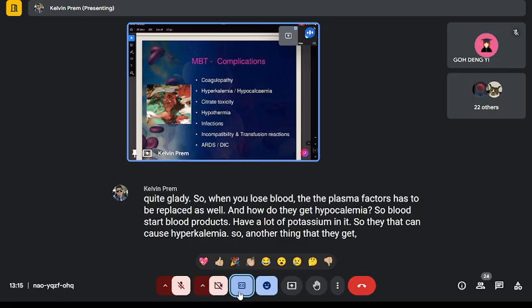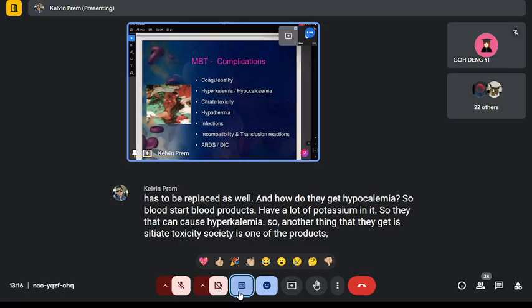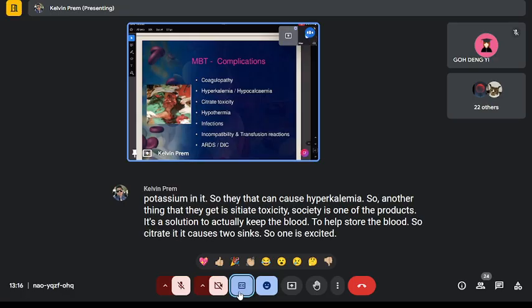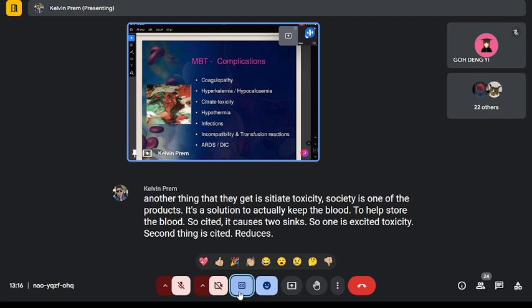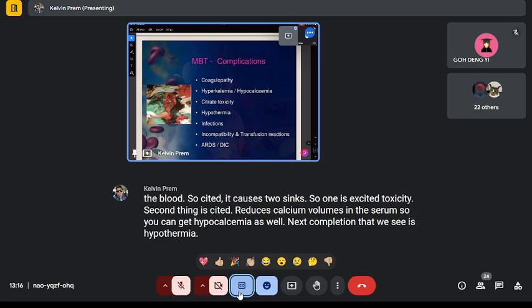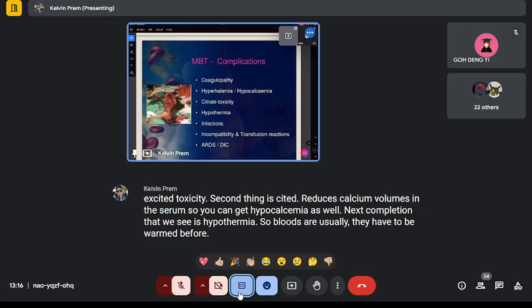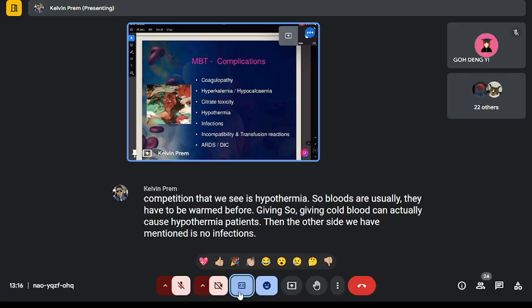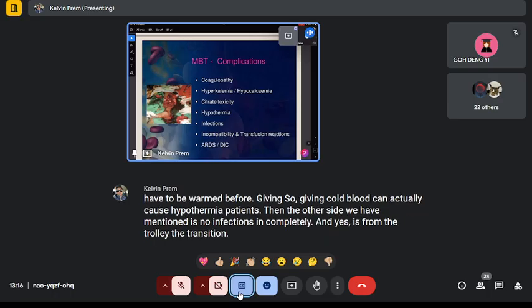Another thing that they get is citrate toxicity. Citrate is a solution used to help store the blood. Citrate causes two things. One is citrate toxicity. The second thing is citrate reduces calcium levels in the serum, so you can get hypocalcemia as well. The next complication that we see is hypothermia. Blood usually has to be warmed before giving, so giving cold blood can cause hypothermia in patients. Then the others we have mentioned just now: infections, incompatibility, and ARDS from TRALI, the transfusion-related acute lung injury.